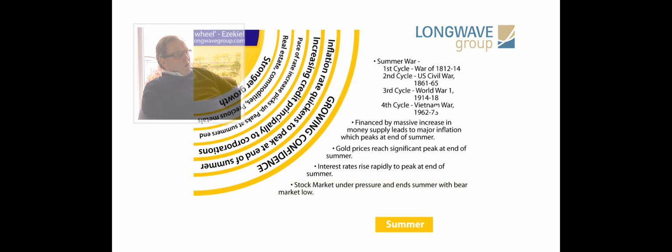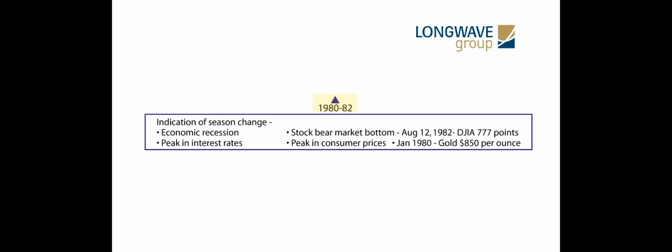So how do we know when we've reached the end of summer, which in this cycle occurred between 1980 and 82? There's the economic recession, the 81-82 recession, similar to the 2021 recession. There's a peak in interest rates, a stock bear market bottom, which occurred on August the 12th, 1982, when the Dow dropped from just over 1,000 points to 777 points, and a peak in consumer prices.